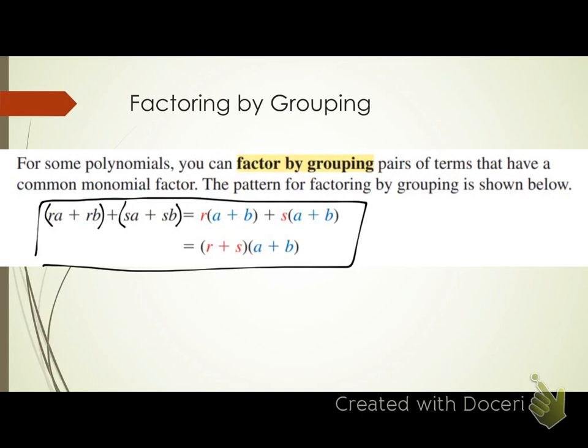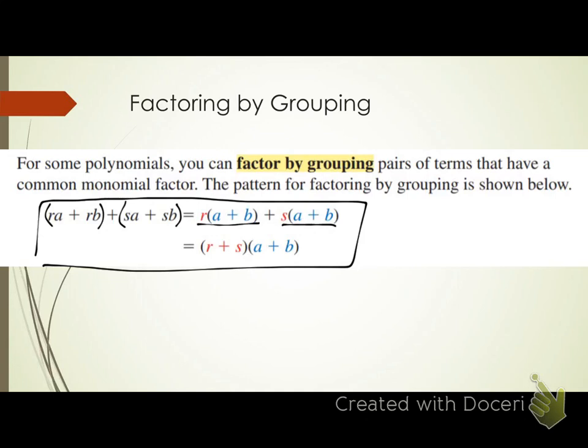Now, I've got 2 things here and here. What do they have in common? These 2 things, A plus B, right? So one of my factors is A plus B. The thing that they have in parentheses goes in its own parentheses. The 2 GCFs put together make my other factor, R plus S. Everyone okay with that? We'll see some more examples doing this. Any questions about our pattern here?